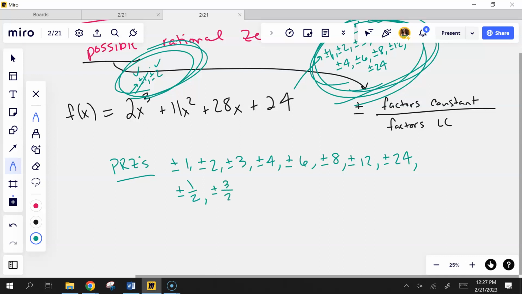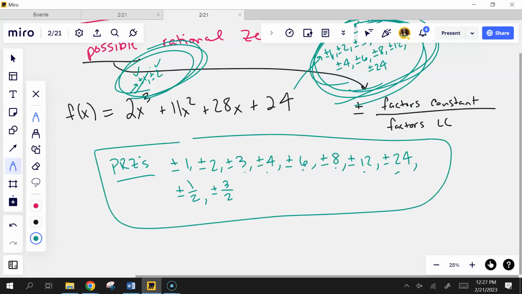3 divided by 2. 4 divided by 2 is already on there, I don't need that. 6 divided by 2 is 3, that's already on there. 8 divided by 2 is 4, that's already on there. 12 divided by 2 is, that's already on there. 24 divided by 2, and that's already on there. So there are my possibilities.